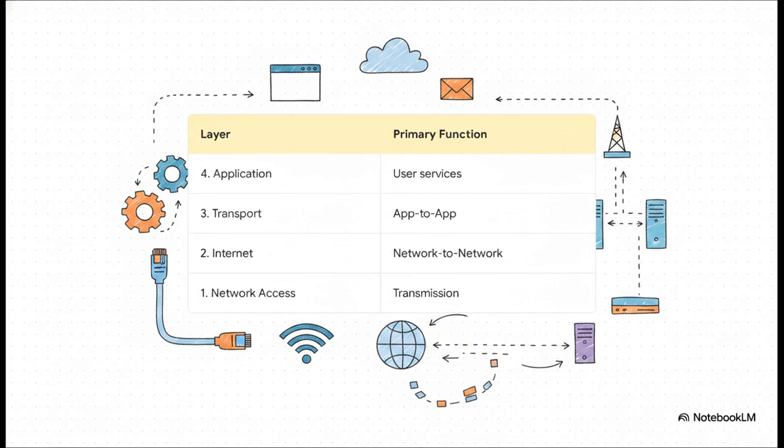Right below that is the transport layer, dealing with app-to-app communication. Then at layer 2, we have our star of the show today, the internet layer. This is the layer responsible for network-to-network routing. And finally, sitting at the bottom is the network access layer, which handles the actual physical transmission of bits over copper cables, fiber optics, or Wi-Fi.